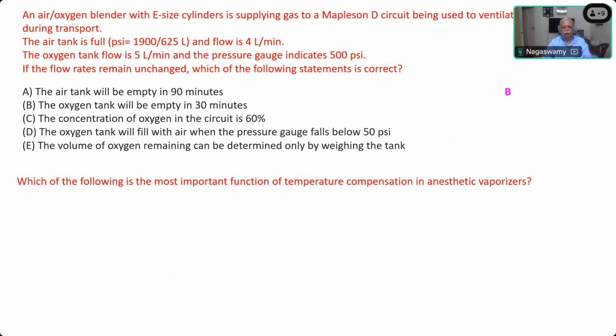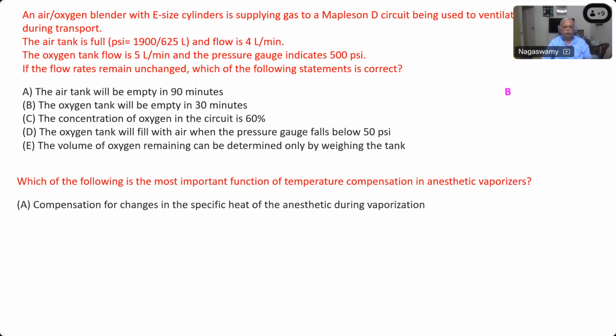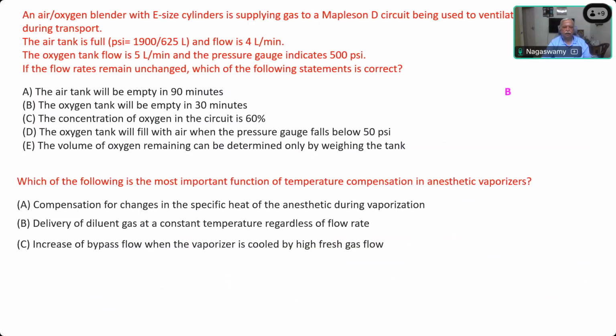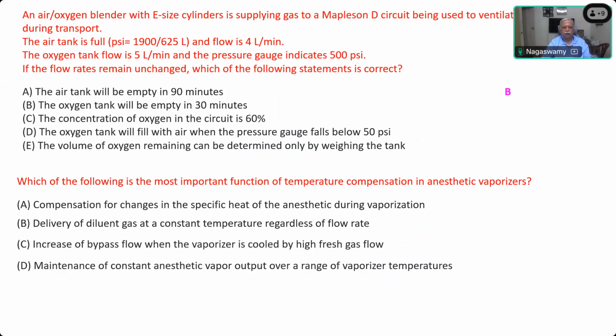Which of the following is the most important function of temperature compensation in anesthetic vaporizers? A: Compensation for changes in specific heat of anesthetic drug during vaporization. B: Delivery of diluent gas at a constant temperature regardless of flow rate. C: Increase of bypass flow when vaporizer is cooled by high fresh gas flow. D: Maintenance of constant anesthetic vapor output over a range of vaporizer temperature. E: Maintenance of constant vapor concentrations at low flow rates.